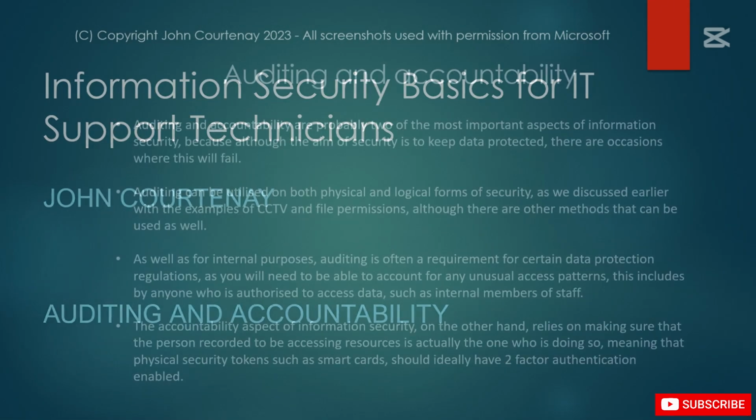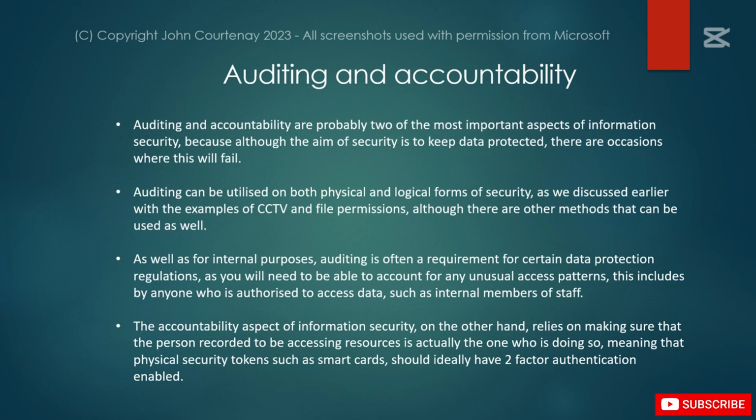Auditing and accountability are probably two of the most important aspects of information security, because although the aim of security is to keep data protected, there are occasions where this will fail, and unless you are able to find out who caused an incident and exactly what happened, it won't be possible in a lot of cases to prevent the same incident from happening again.